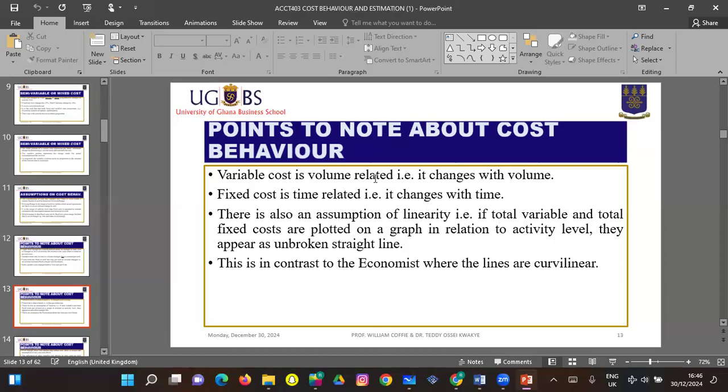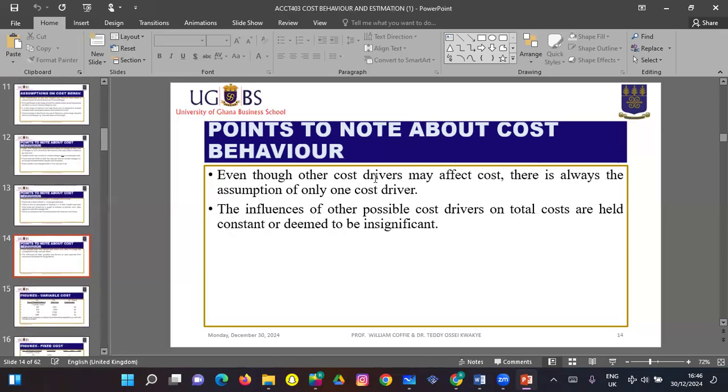There is also a minimum assumption of linearity. That is, if total variable and total fixed costs are plotted on a graph in relation to activity level, they appear as unbroken straight lines, right? So basically, they will never meet. Even though other cost drivers may affect cost, whatever.